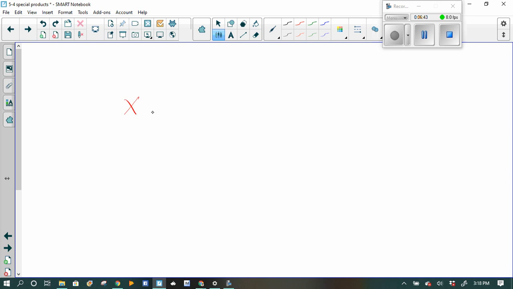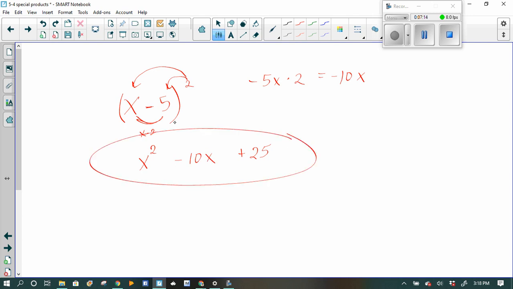Okay, so let me do it again. So if I've got x minus 5 squared, square the first term, square the last term. And yes, it's going to be positive because 2 negatives make a positive. Multiply these two together, 5 times x, so that's negative 5x. Now multiply by 2. So negative 5x times 2 is negative 10x. And you're done. Square it, multiply, double.